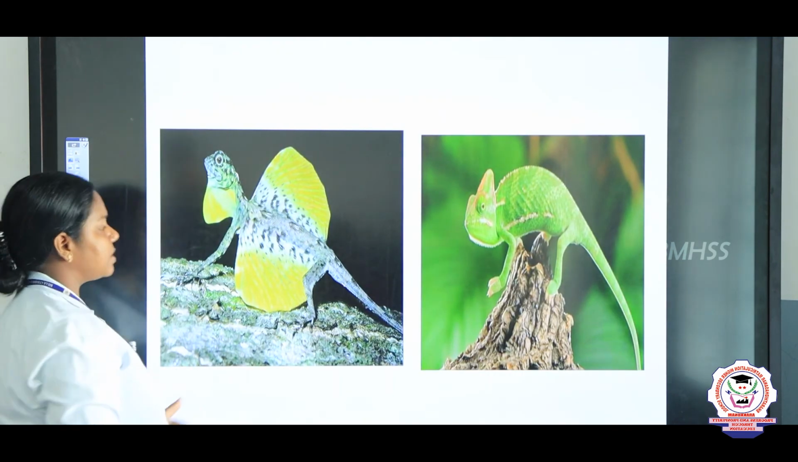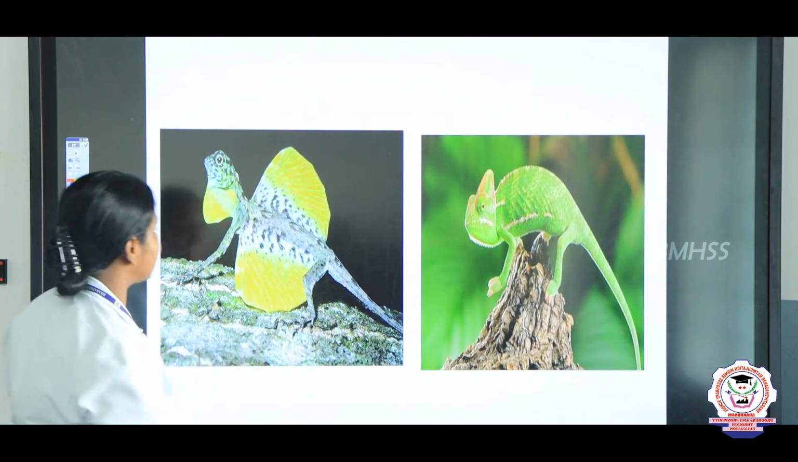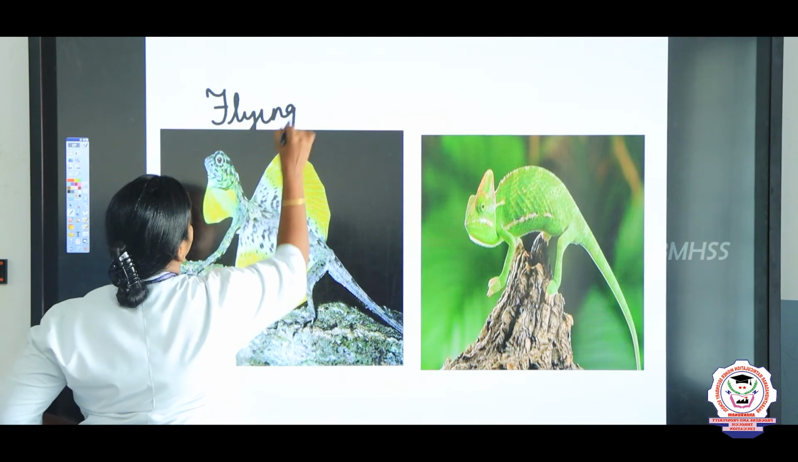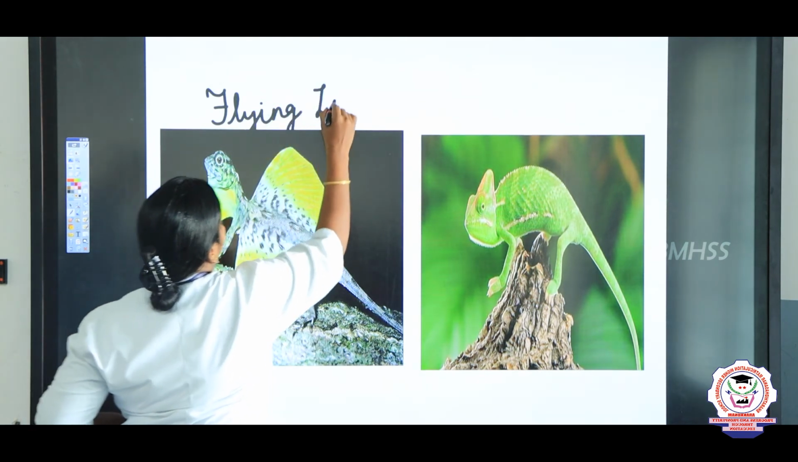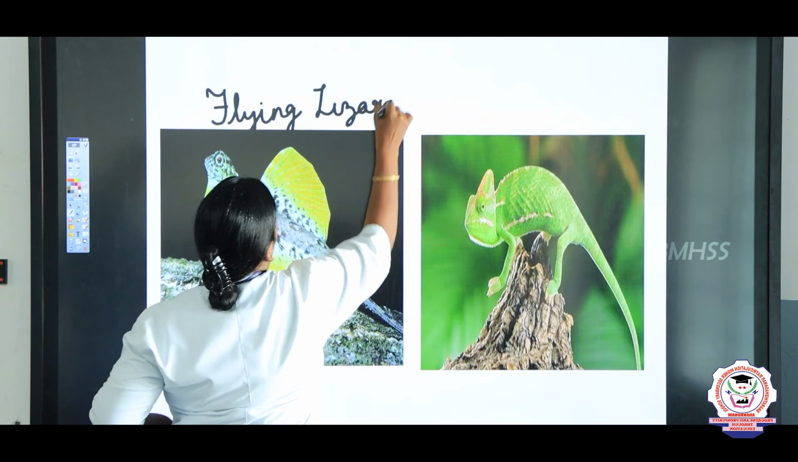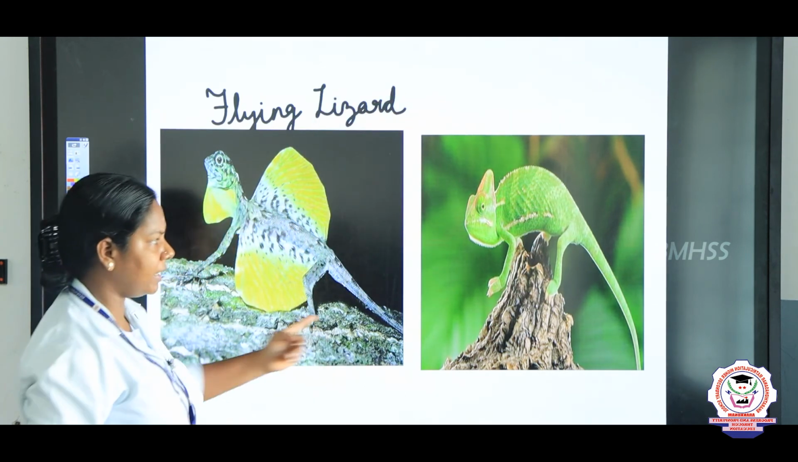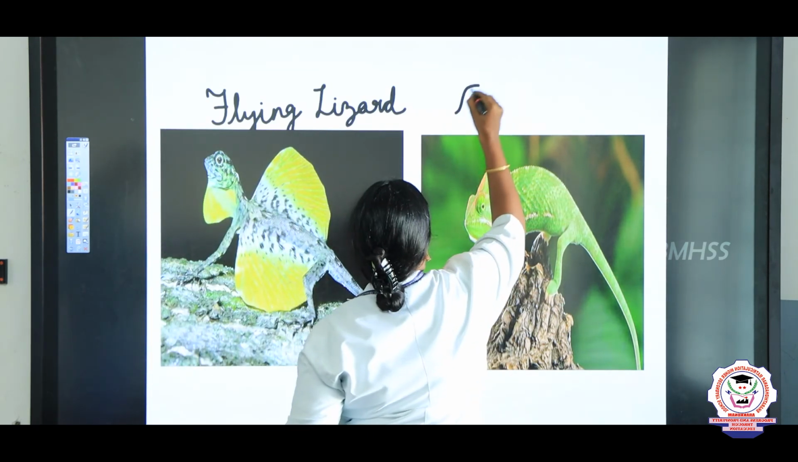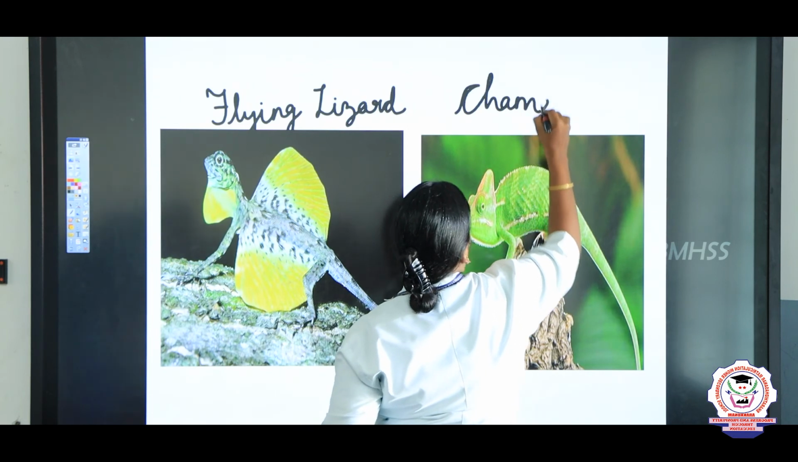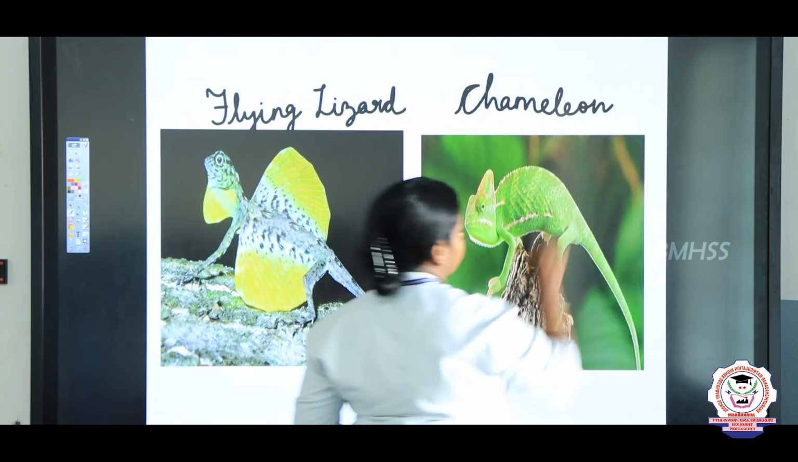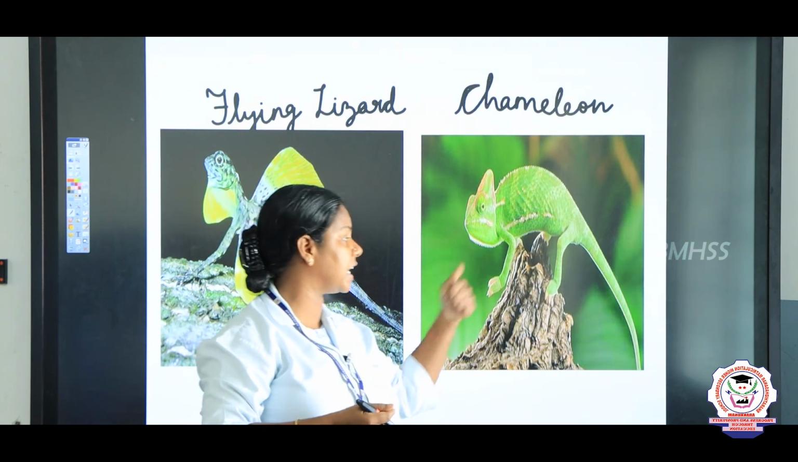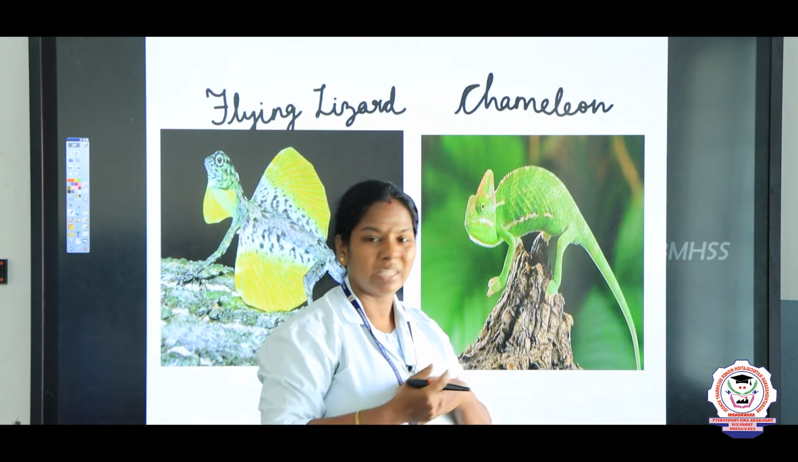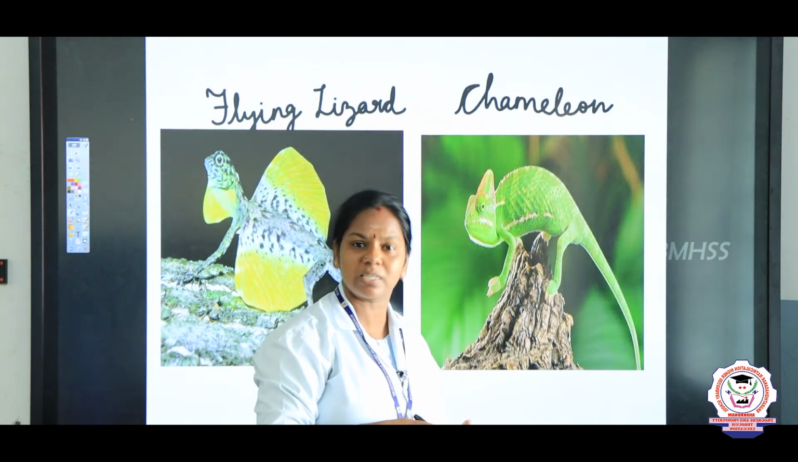Another example is Draco. Draco is a flying lizard. And it is a garden lizard, that is chameleon, which changes the color. When it is in the green leaves, it is green in color, but when it is on the bark of the trees, it changes into brown. The modification is to protect themselves from predators.